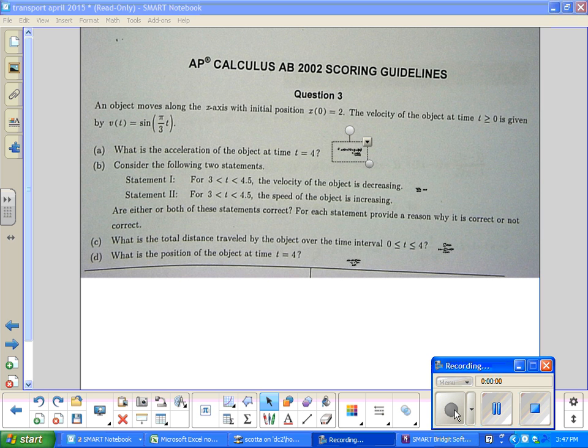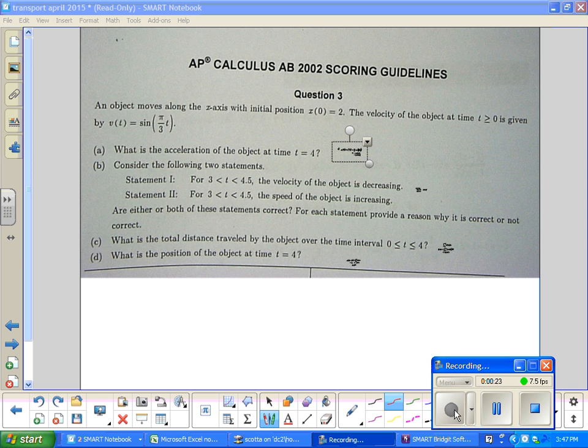All right, so last problem here is 2002 question 3. An object moves along the x-axis in this position of 0, 2. So at time 0, it's at position 2. The velocity of the object at time t is given by the equation v of t equals sine pi over 3t. I have the answers minimized in black. We'll work through it in red and make sure they match.